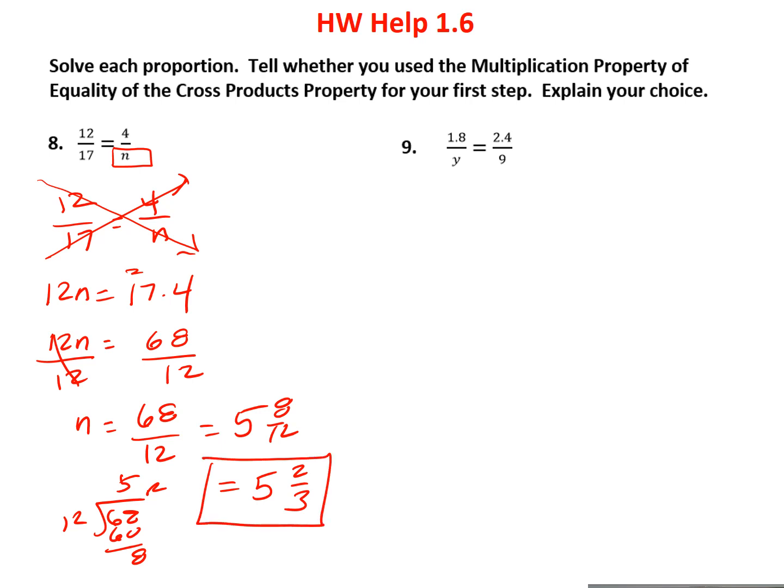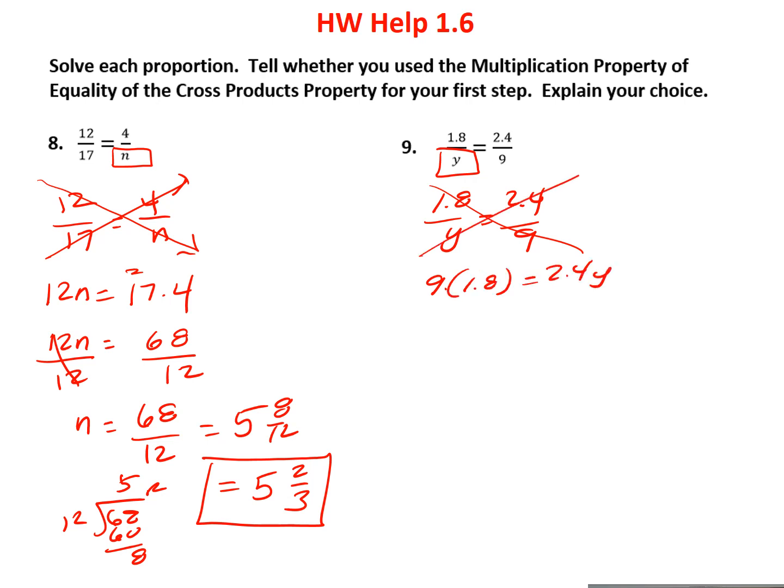Number 9, like number 8, it's in the bottom. So we're going to go 1.8 divided by y equals 2.4 divided by 9. So because it's in the bottom, I don't have a one-step solution like before. I'm going to need to cross multiply. So first I'm going to have 9 times 1.8 equals 2.4 times y.